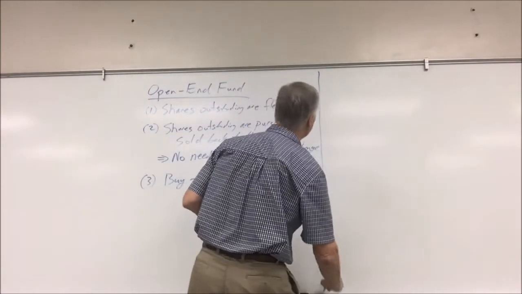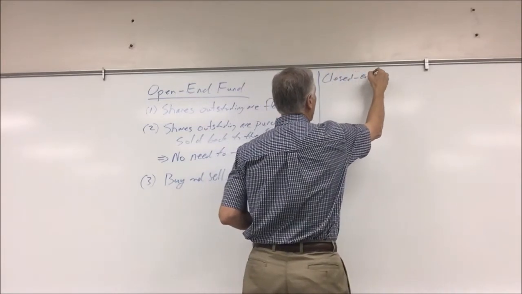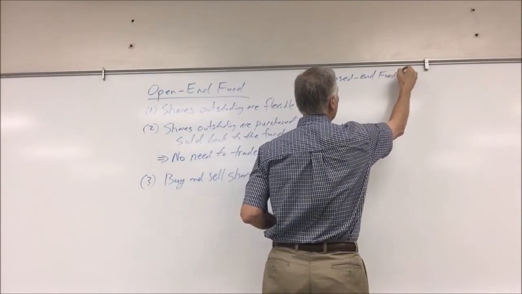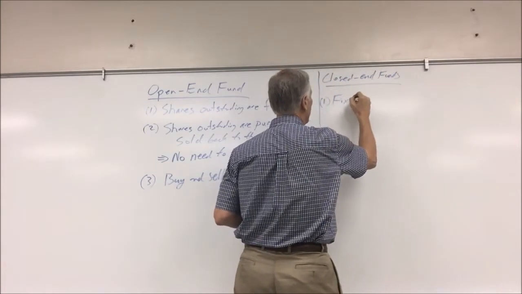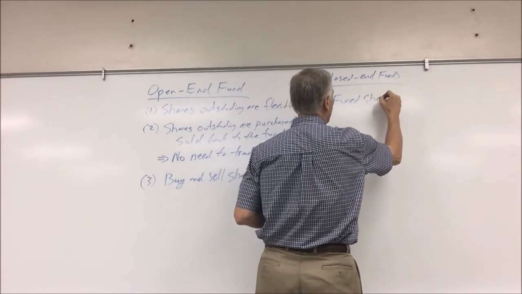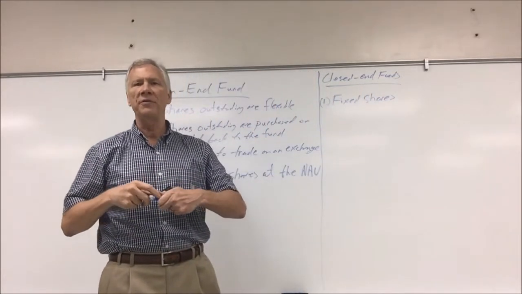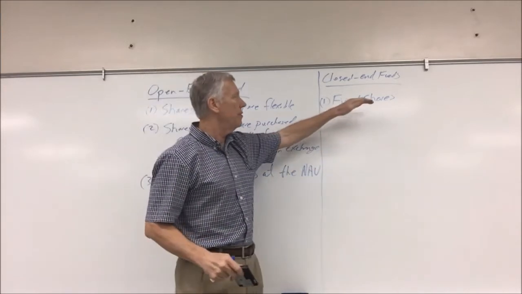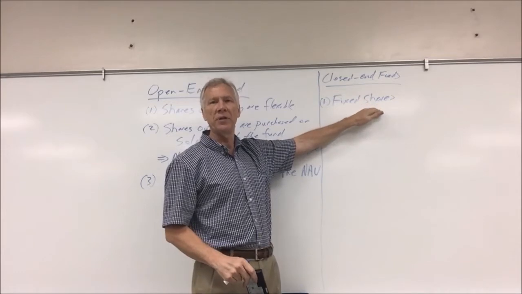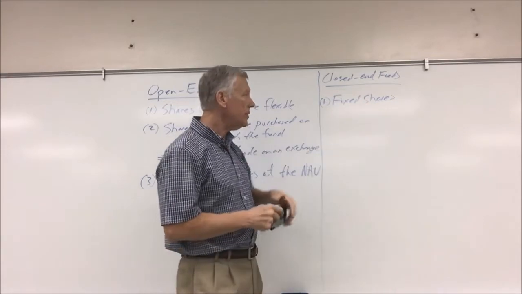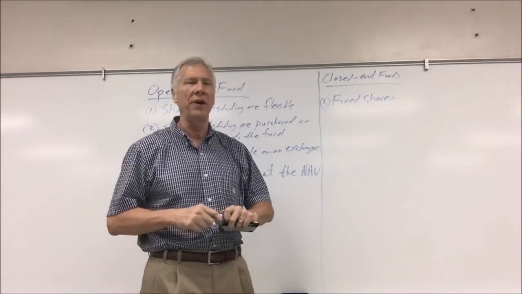Let me draw a little line of closed-end funds. Closed-end funds have fixed shares. Okay? The number of shares that they issue, once they issue those shares, that's it. This number is fixed. If they issue 1 million shares, then there's 1 million shares. That's all there is. So what happens if you want to buy and sell this particular closed-end fund?